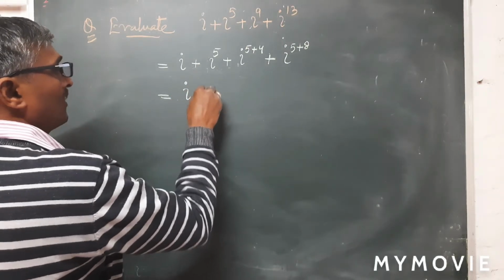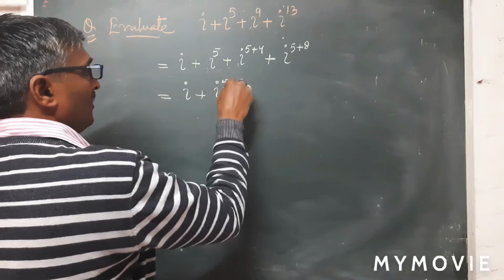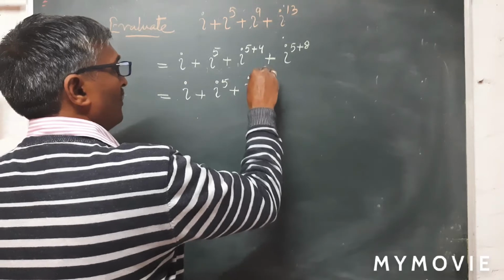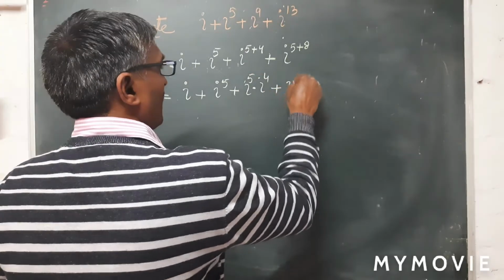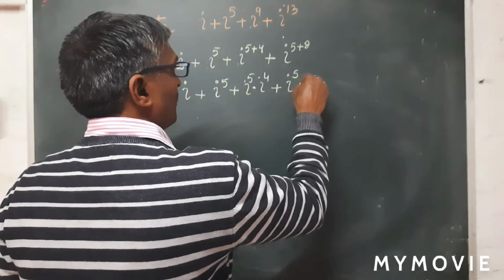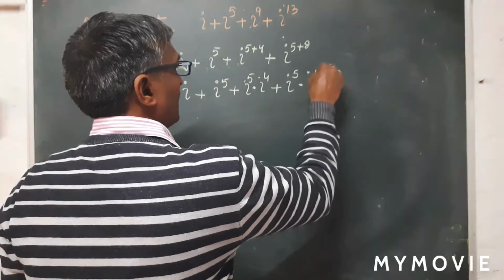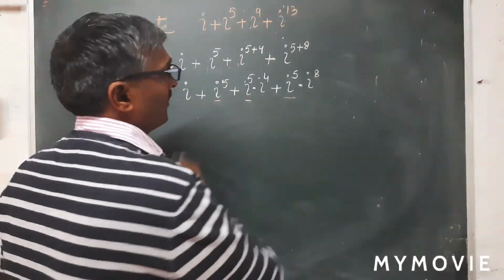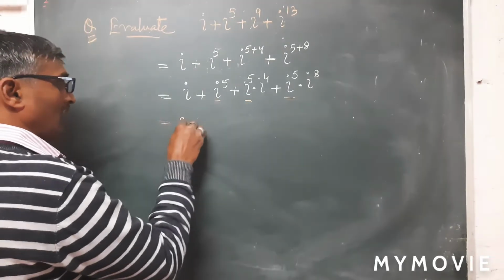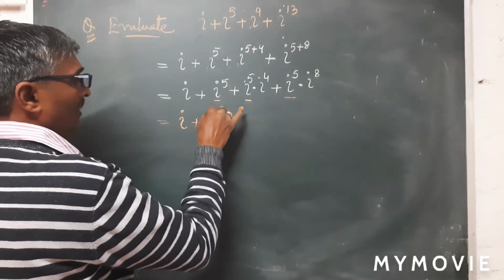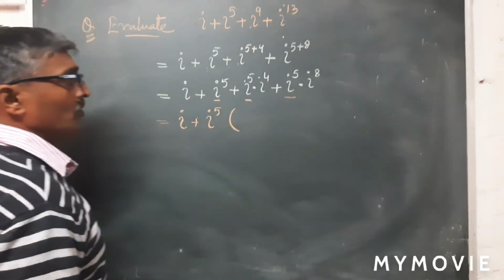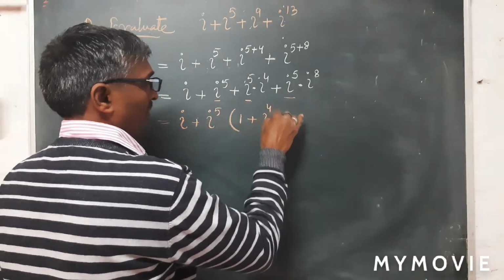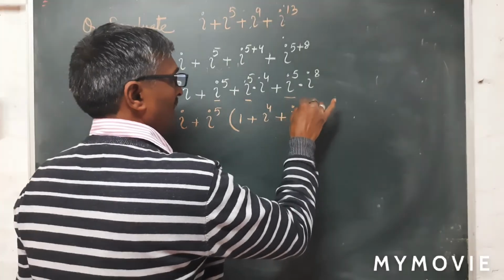That is equal to iota plus iota to power 5 into iota to power 4 plus iota to power 5 into iota to power 8. Iota to power 5 is common everywhere. We can take it outside. Common iota to power 5 into, what is left here is 1, and here iota to power 4 plus iota to power 8.